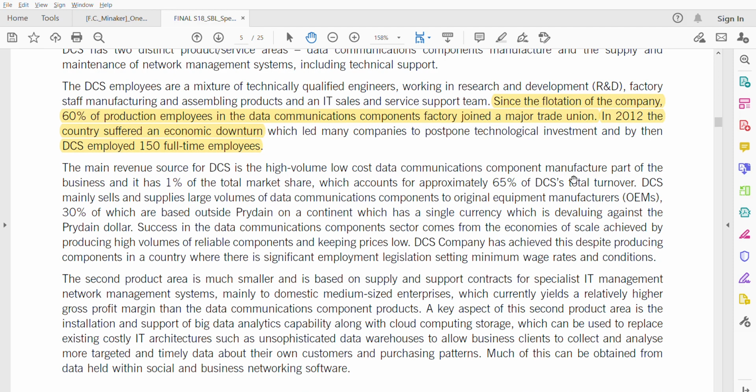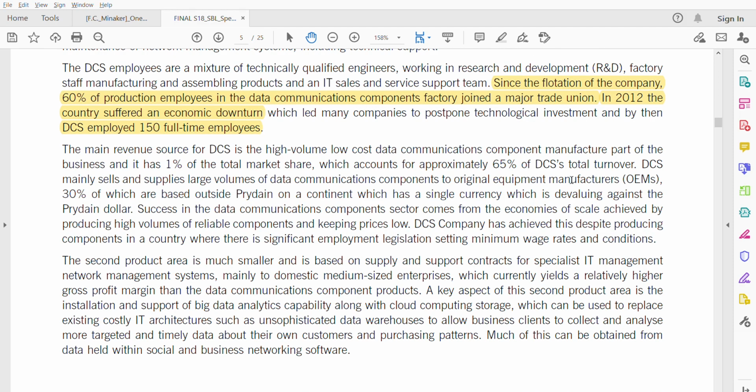Full-time employees. Okay. So the main revenue source for DCS is the high volume, low cost data communication. Why am I emphasizing this? You have to know the revenue source. What is the revenue? How are they charging? How are they getting revenue? This is a high volume, low cost model. Data communication component manufacture part of the business, and it has 1% of the total market share. What is the percentage of market share? 1% only. Which accounts for approximately 65% of the DCS total turnover. 65%.